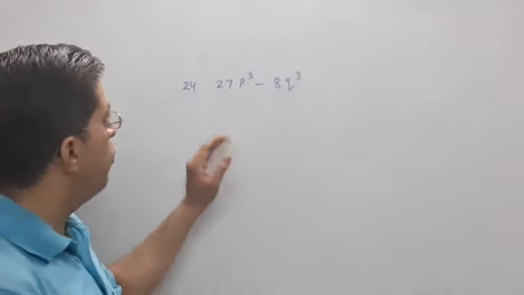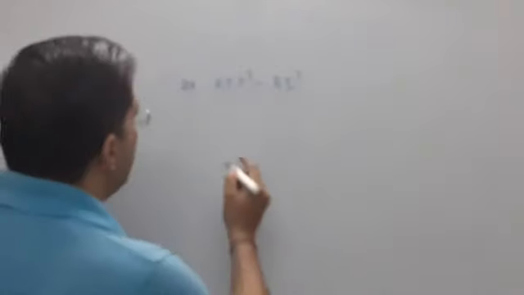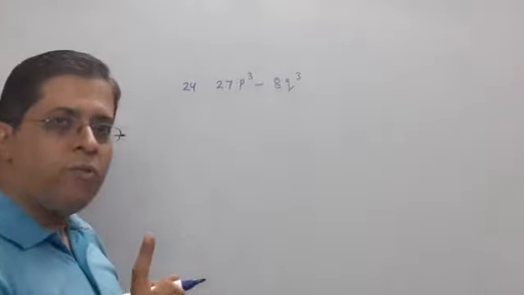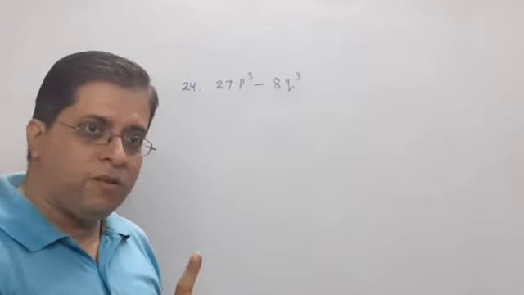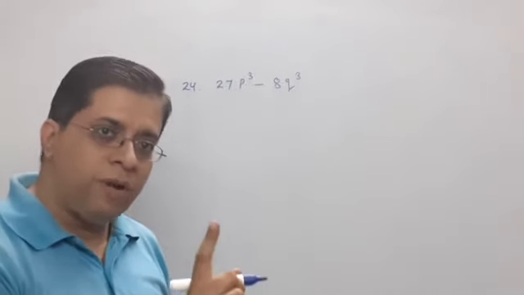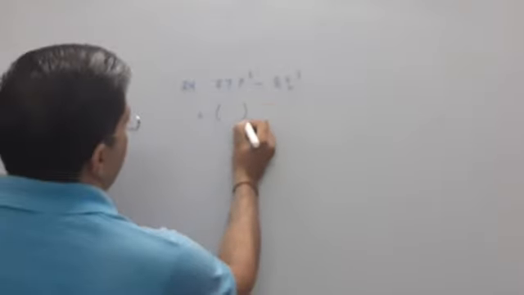Question number 24. 27p cube minus 8q cube. Okay, this is looking like a cube minus b cube. And what is the formula of a cube minus b cube? (a minus b)(a square plus ab plus b square). Come on, first I am converting this.